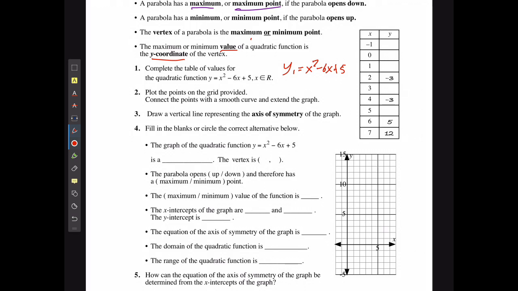So when x is -1, y is 12. When it's 0, y is 5. When it's 1, y is 0. When it's 2, y is -3. When it's 3, y is -4. When it's 4, y is -3. At 5, it's going to be 0. At 6, it's going to be 5. And at 7, it's going to be 12.